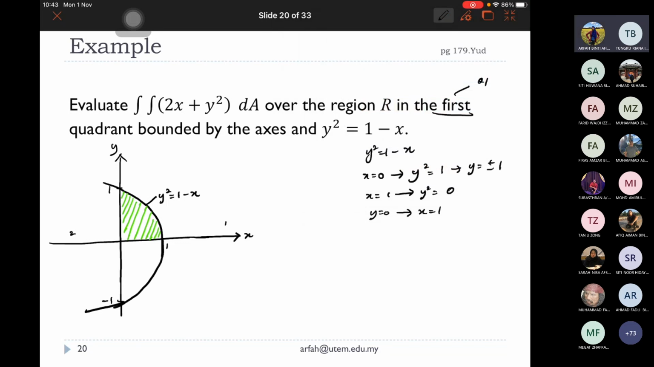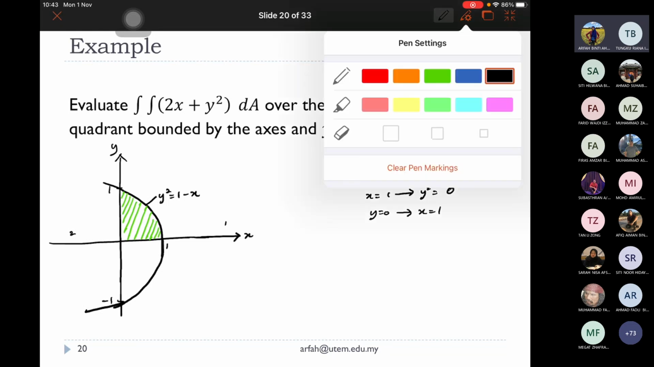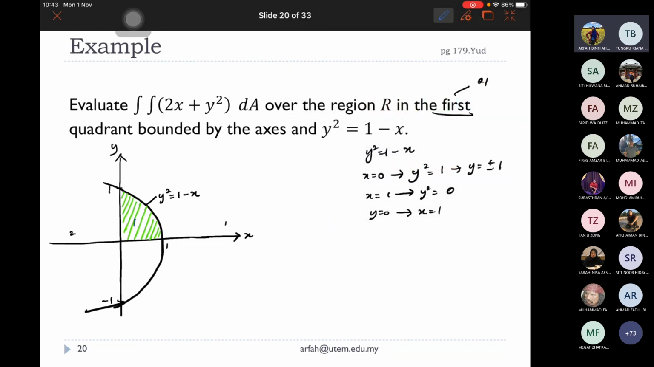So itu adalah garisan y kuasa 2 sama dengan 1 tolak x, dekat kuadran yang pertama. Okay. So this is the bounded region R. So itu adalah sebab soalan kata evaluate. Okay. Step pertama, sketch. Step 1, sketch.